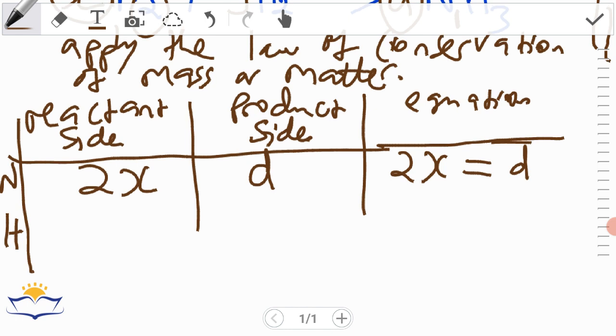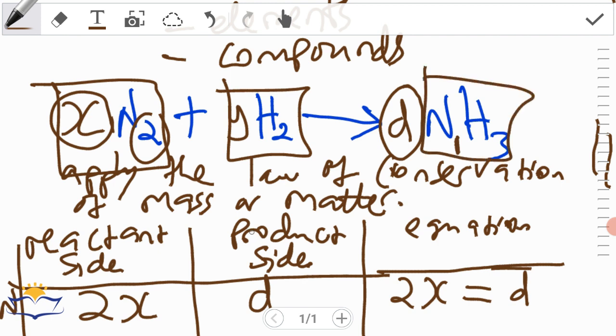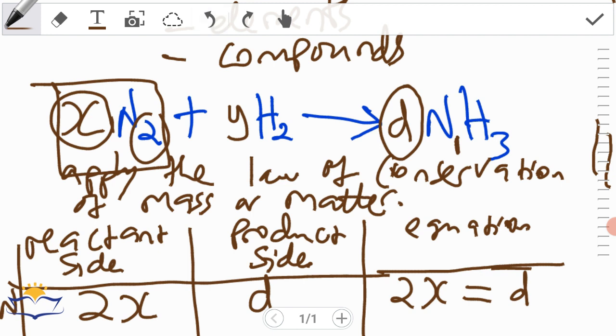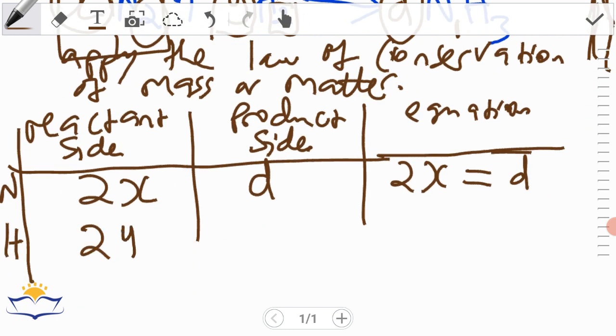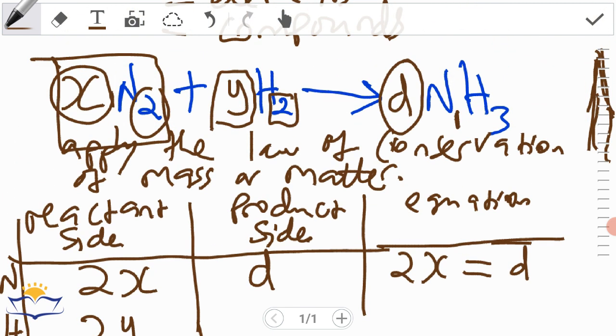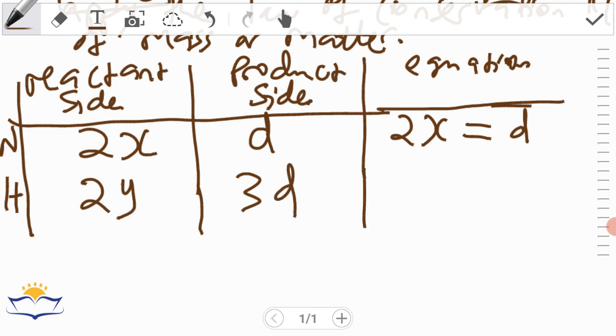Hydrogen. We do the same. Hydrogen is here, and here, and here. We do the same. Total number of hydrogen atoms on the reactant side: the coefficient y times the subscript here, so y times 2 becomes 2y. Go to the product side: total number of hydrogen atoms is this coefficient d multiplied by the subscript for hydrogen here, which is 3. This becomes 3d.